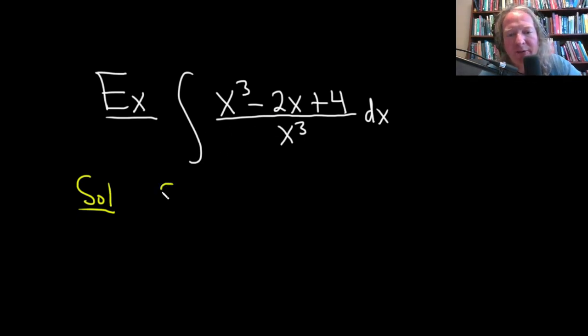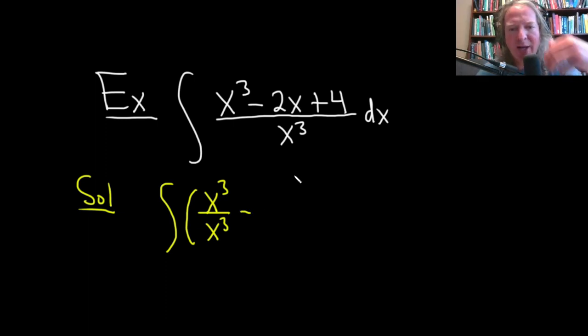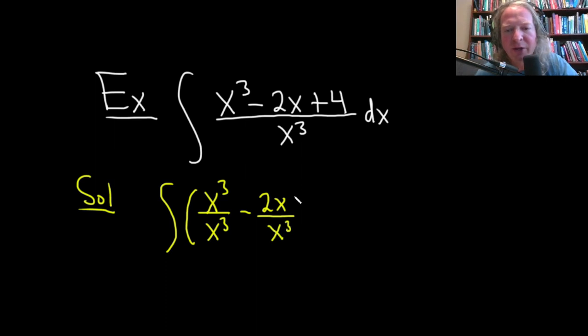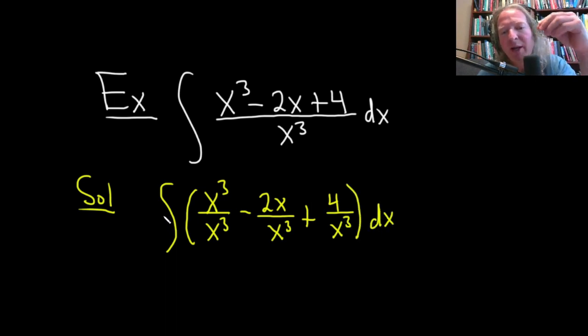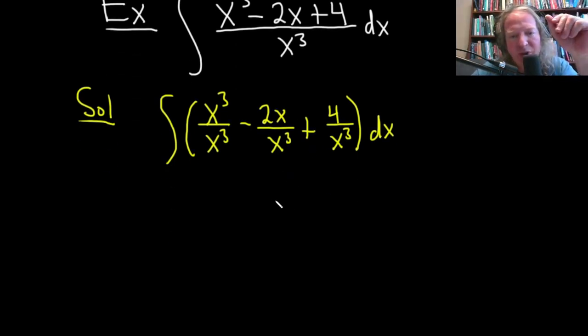So we still have the integral sign because we're not integrating yet. And so it'll be x cubed over x cubed, and then minus 2x over x cubed. So it's this over this minus this over this, and then plus 4 over x cubed like that. Boom, beautiful, really nice. Parentheses, and then don't forget the dx, right? We still have to write the integral symbol and the dx until we actually apply some of our integration rules.